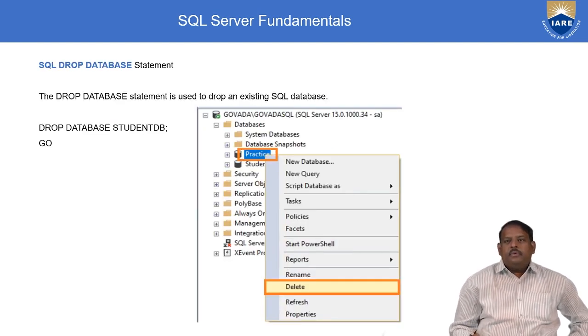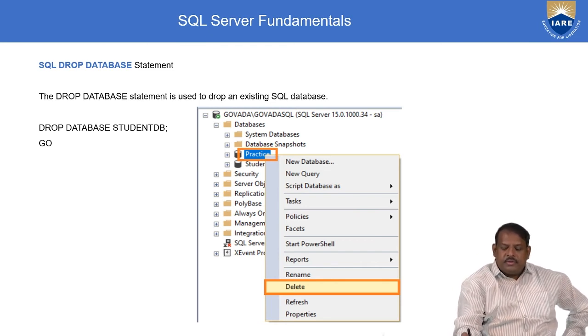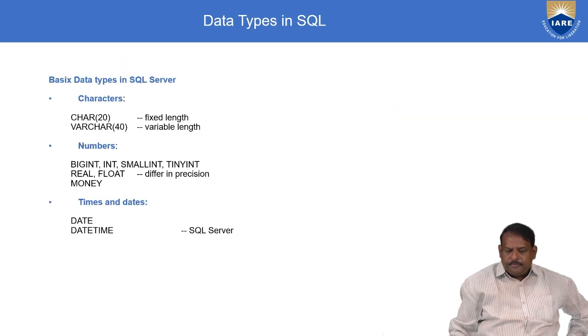So drop is used to drop the database. Again, we have two commands, two ways. Writing code: drop database, the database name. Also, similarly, you can right click a database and say delete. These are the two operations used to delete a database.